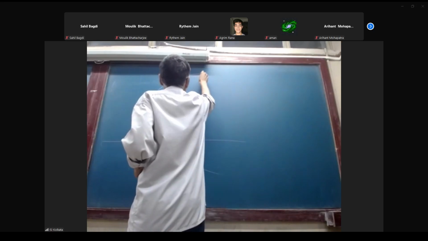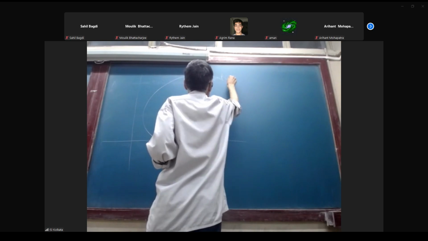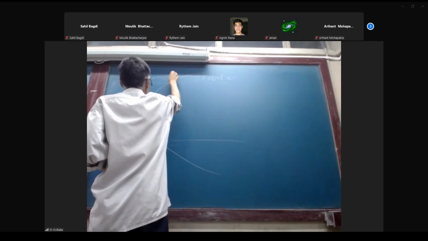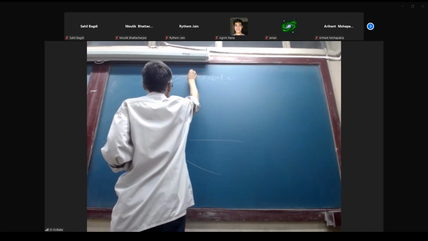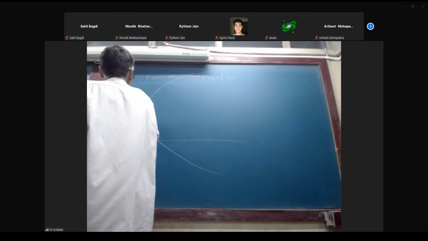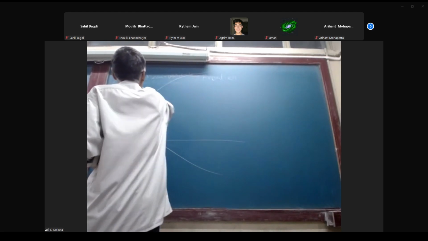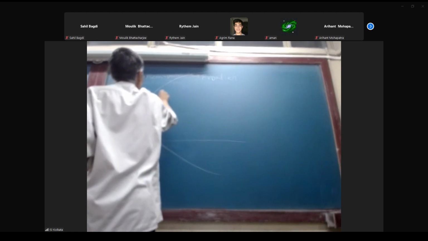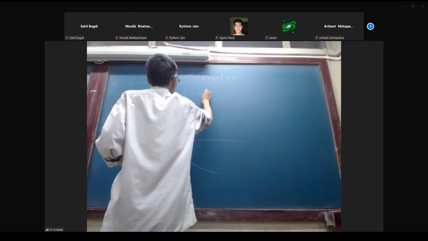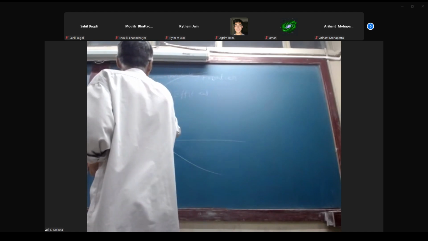Found here. Mean variance found here. And we say this is the vertex. And this side is efficient from here. And this side is inefficient from here.